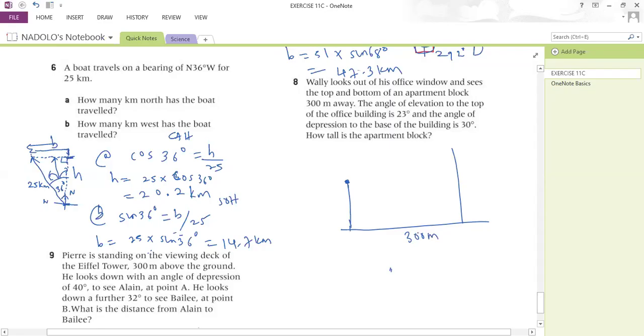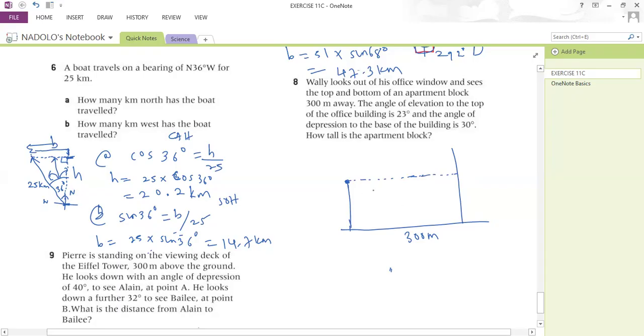Then they're saying the angle of elevation to the top of the office building is 23 degrees. And the angle of depression to the base of the building is 30 degrees. So let's say this is the level of Wally's eyes. This is the eye level of Wally. So you can extend the eye level to that.